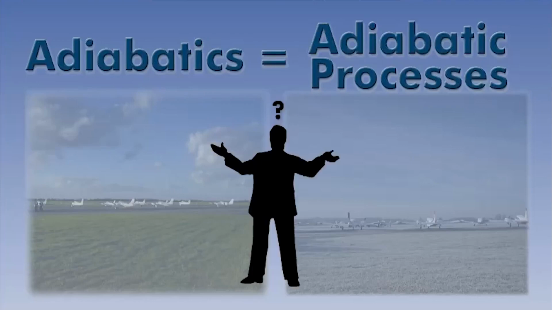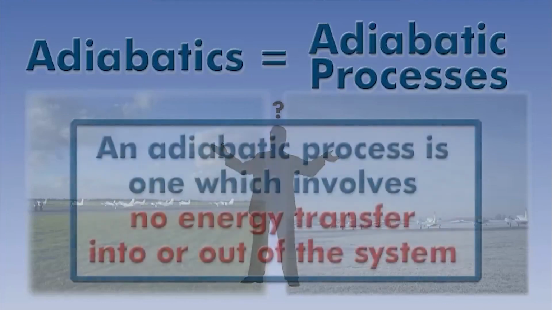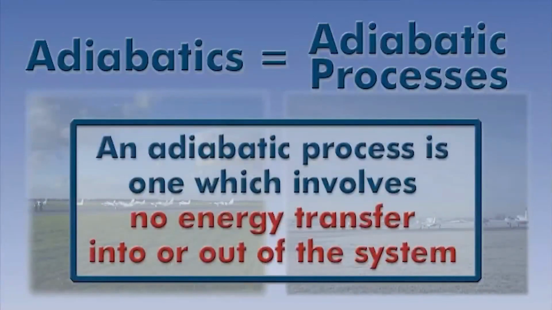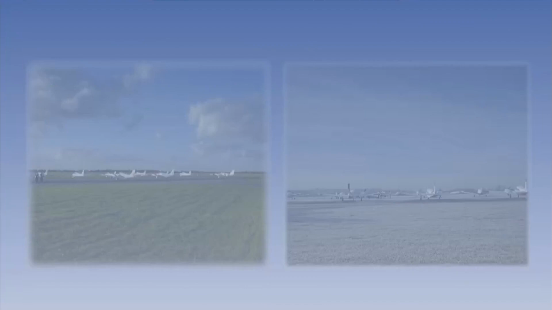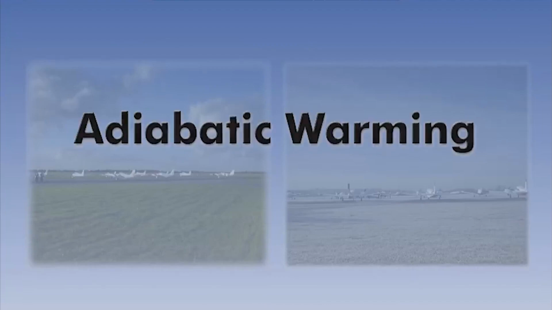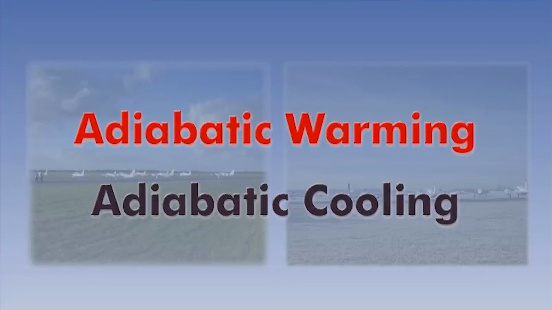The idea of an adiabatic process is a theoretical one that we introduce in order to understand what's happening within the atmosphere. Put simply, an adiabatic process is one which involves no transfer of energy into or out of the system that we're considering. This is a reasonable thing to do, since air is a poor conductor, and so heat energy doesn't want to flow through a section of the atmosphere very easily. There are two distinct processes: adiabatic warming and adiabatic cooling.